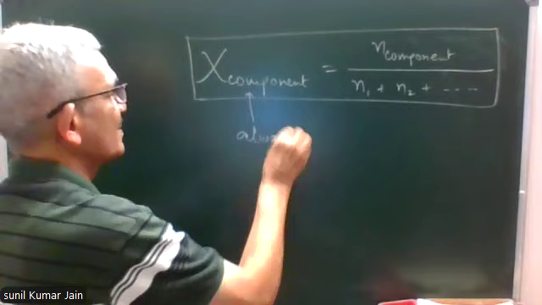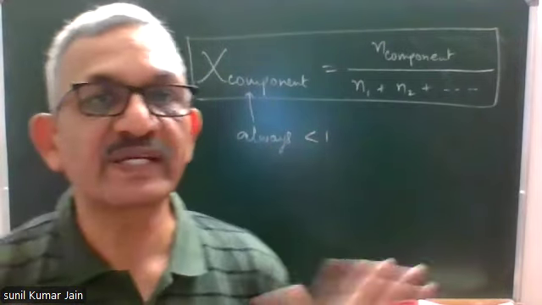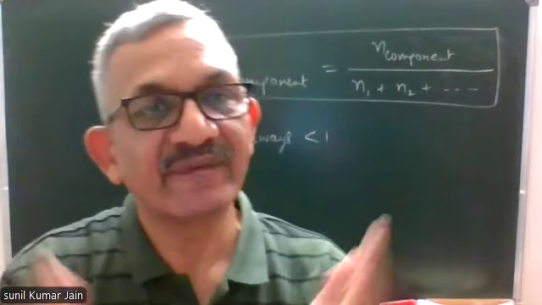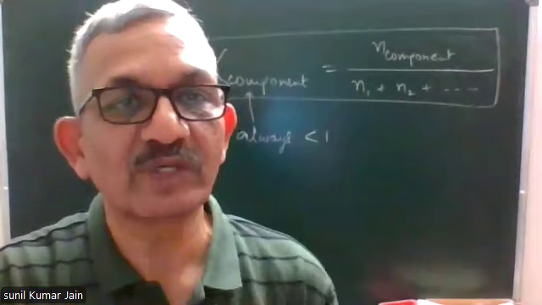Mole fraction of any component will always be less than 1. And when we add mole fractions of all the components, total will be equal to 1.